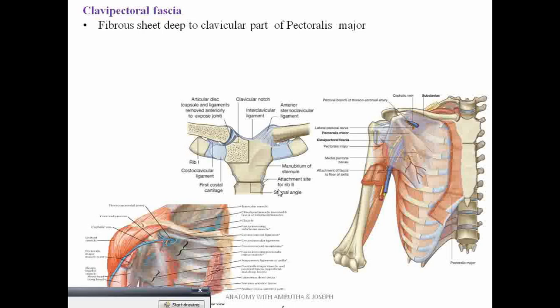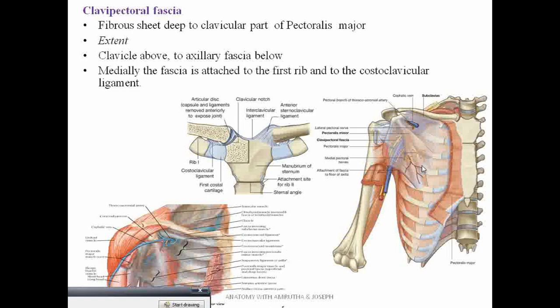It's a fibrous sheet deep to the clavicular part of pectoralis major. Pectoralis major is a big muscle having a clavicular part and a sternocostal part. The clavicular part is deep to that fascia, the clavipectoral fascia, extending from the clavicle above to the axillary fascia below. The fascia seen in the axilla, in the armpit, is called axillary fascia. So the extent is this much.